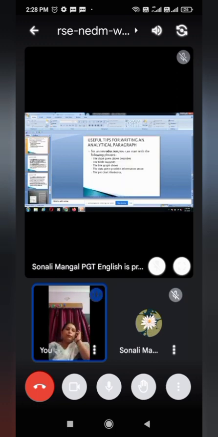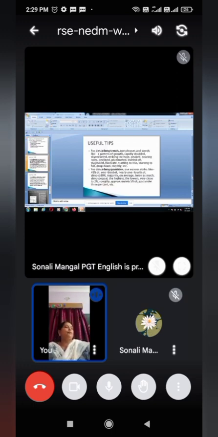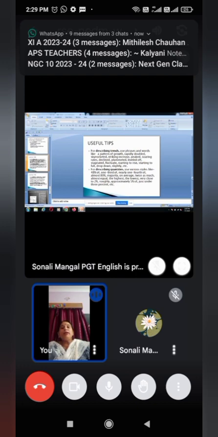Useful tips for an introduction: you can start with the following phrases. The chart given describes, the table suggests, the line graph shows, the data given provides information about, the pie chart illustrates.